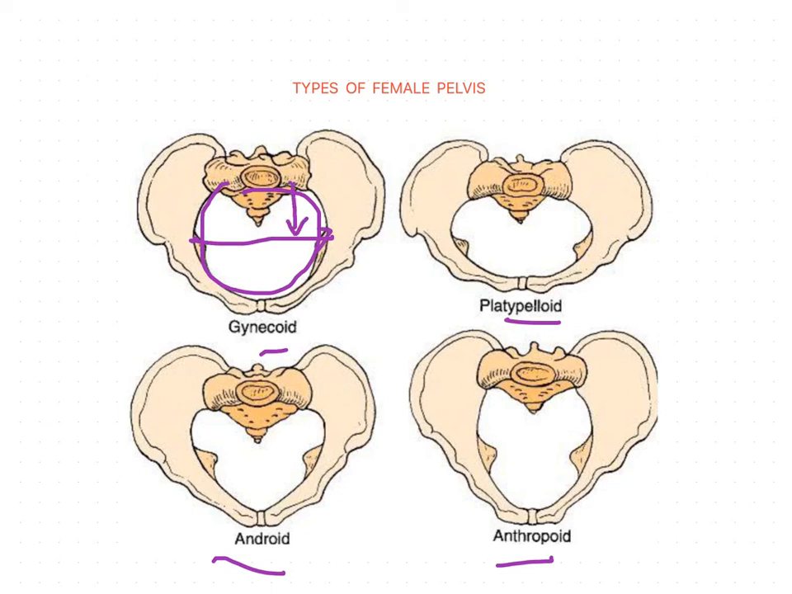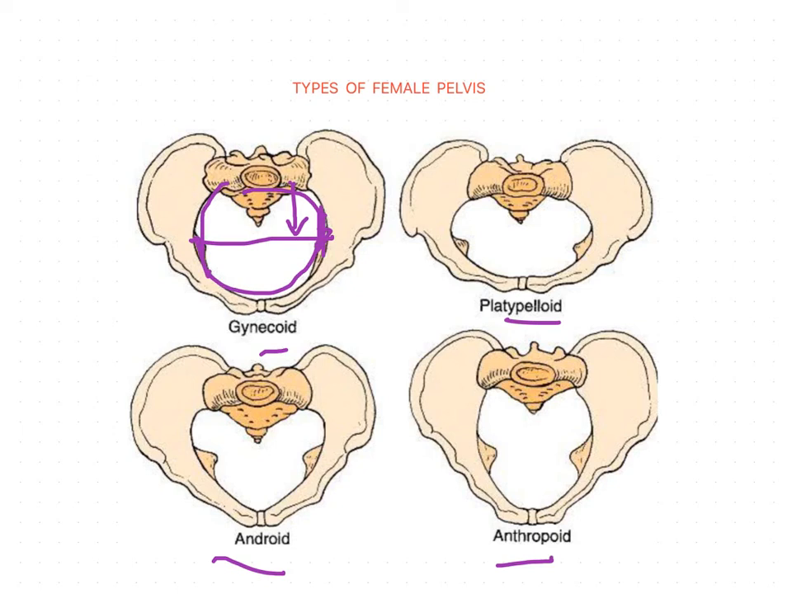The side walls are more vertical than in the android pelvis. So here the side walls are almost vertical when compared to the android pelvis. When we go to the android pelvis, you can understand this vertical type.